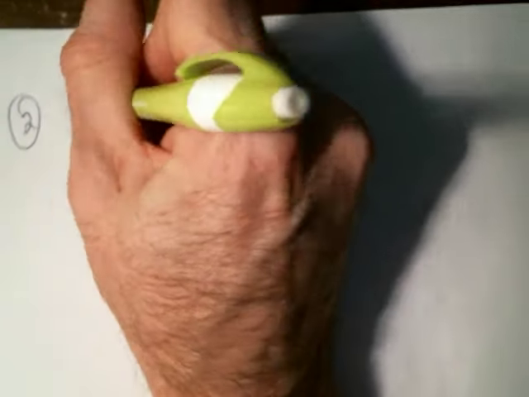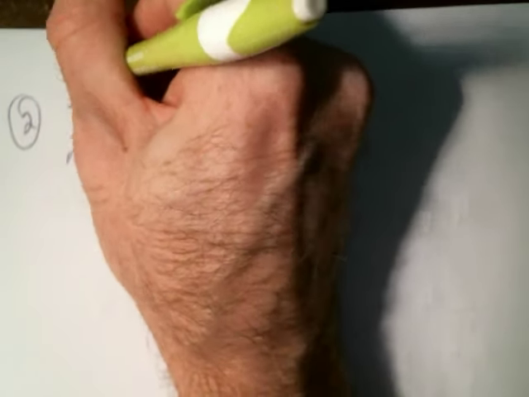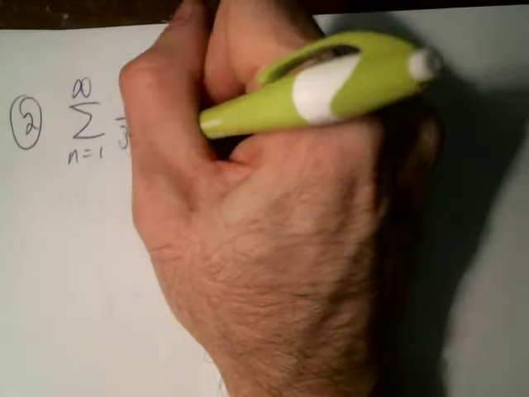Okay, so here's number 2. I have the series from n equals 1 to infinity of 2 all over 3n plus 5.